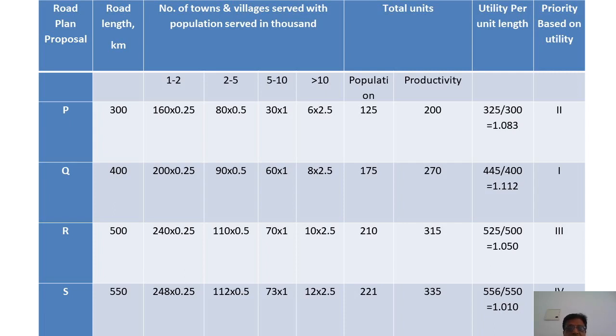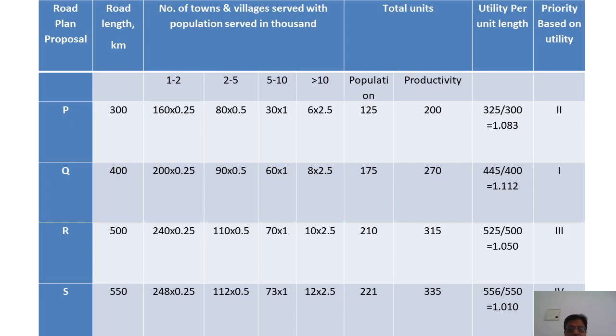So total units here, population, so it is 125. You just add all these: 160 into 0.25 plus 80 into 0.5 plus 30 into 1 plus 6 into 2.5. So it comes to 125. Similarly, 200 into 0.25 plus 90 into 0.5 plus 60 into 1 plus 8 into 2.5. So the total is 175. Similarly, work out the other thing.